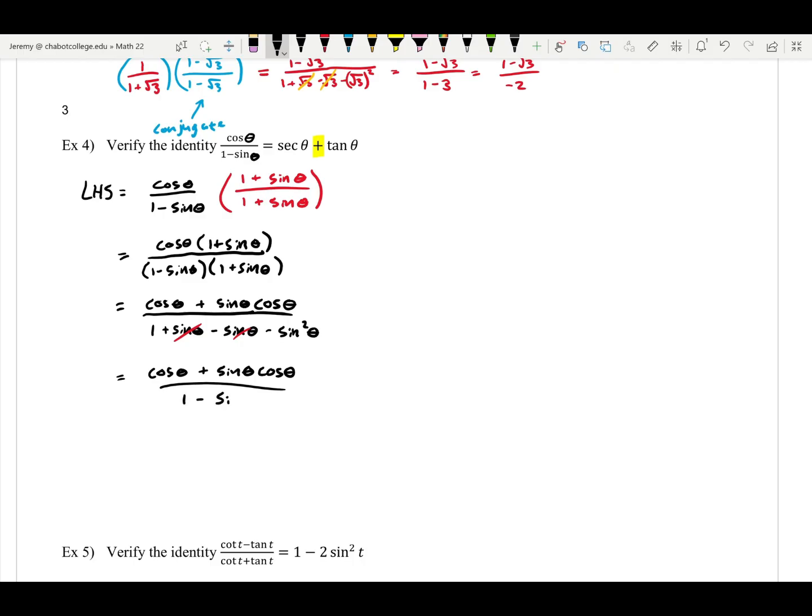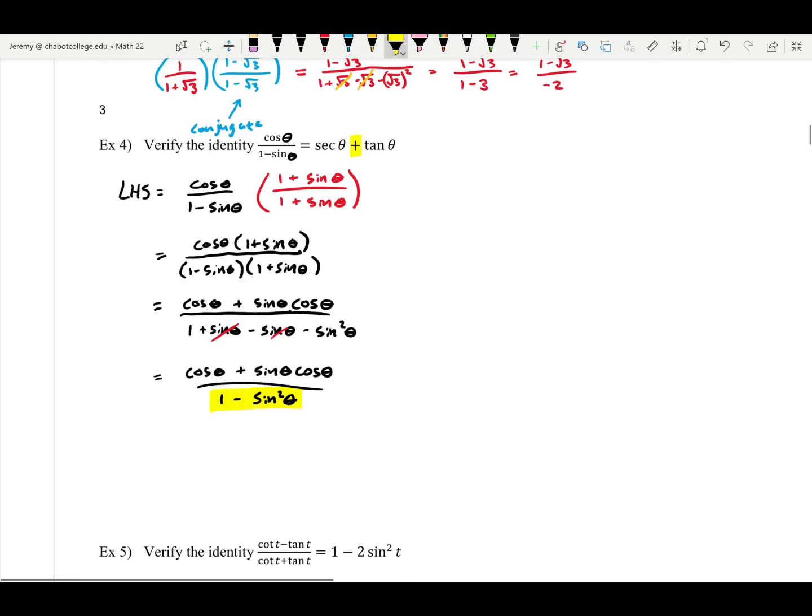One minus sine squared theta. 1 minus sine squared theta is actually a really nice thing. This is something that you'll learn to be really happy to run into. And here's why. Remember, we have this Pythagorean identity, sine squared theta plus cosine squared theta is equal to 1.